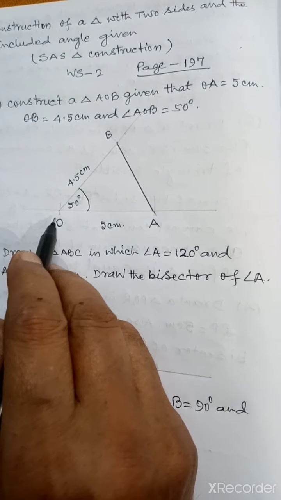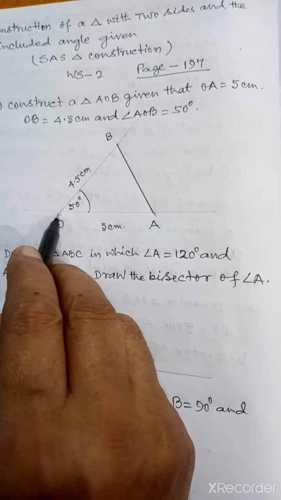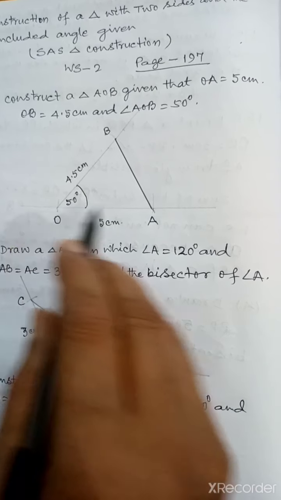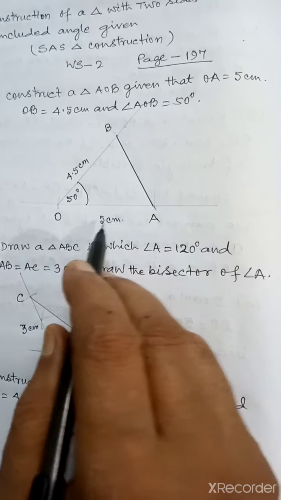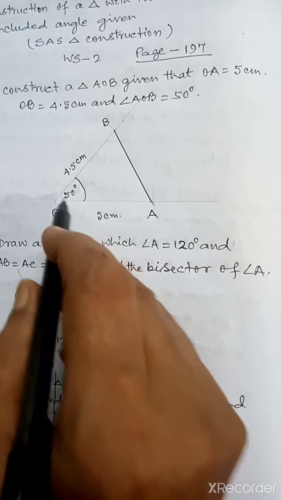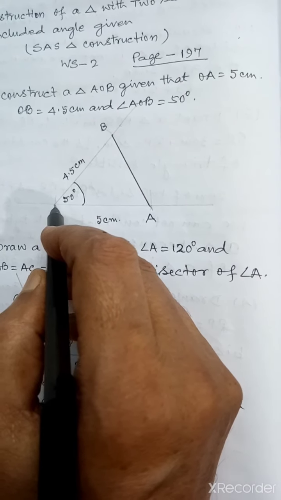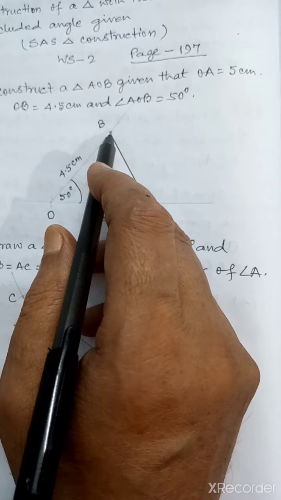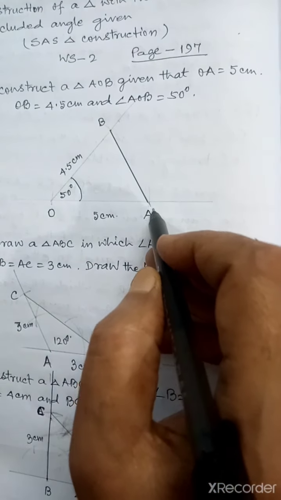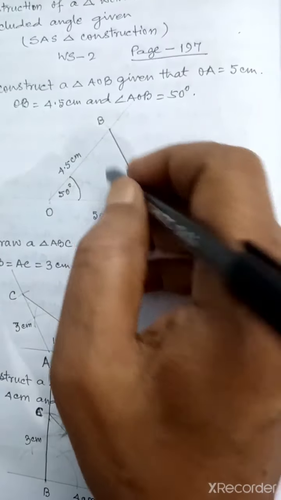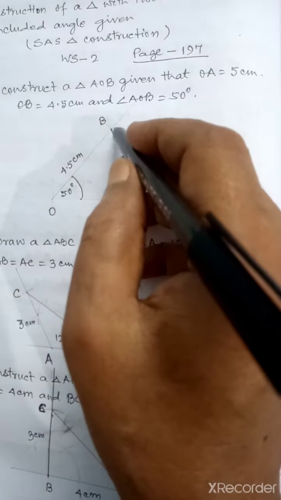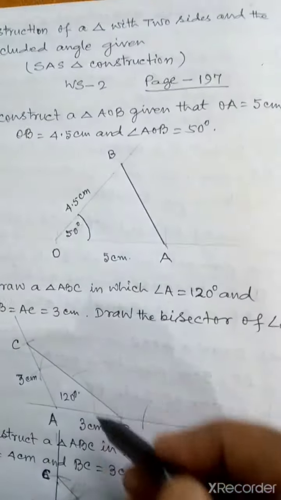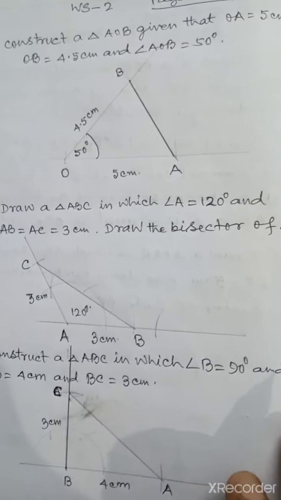Then draw OA with O as a center and OA equal to 5 centimeter. With O as a center and OB equal to 4.5 centimeter, draw an arc. You will get point A and point B. Join points A and B. AOB is the required triangle.